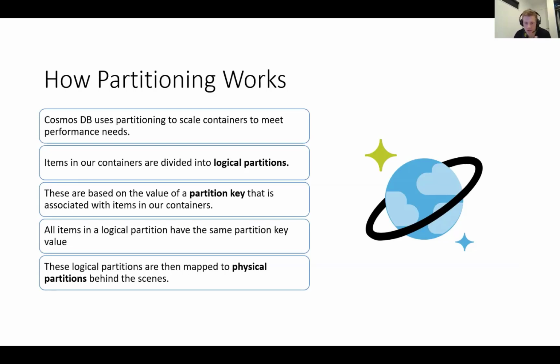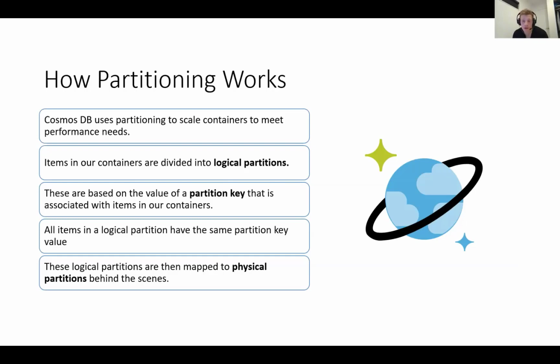So for example, if I had a container and I was storing information related to hotels, and we gave the container a partition key of city name, if we had 20 different city name values within our container, essentially what would happen is we would have 20 logical partitions created for that container.